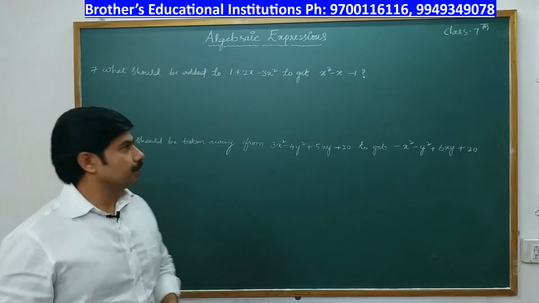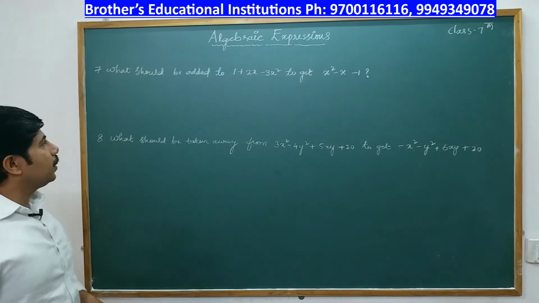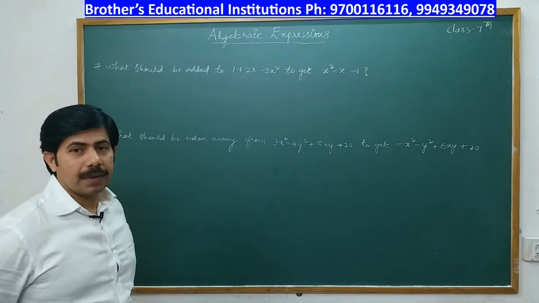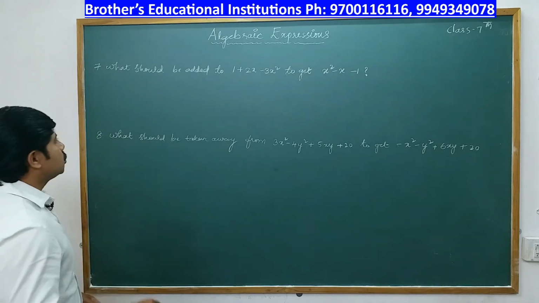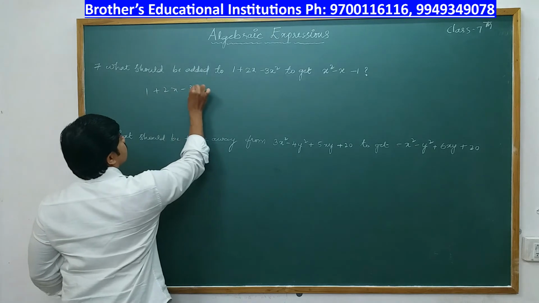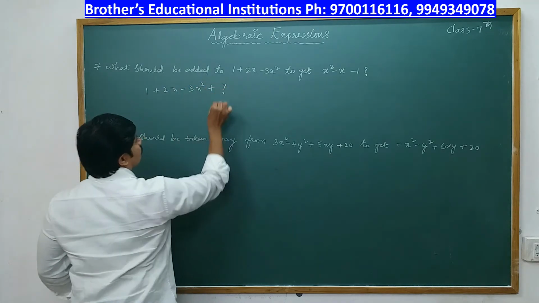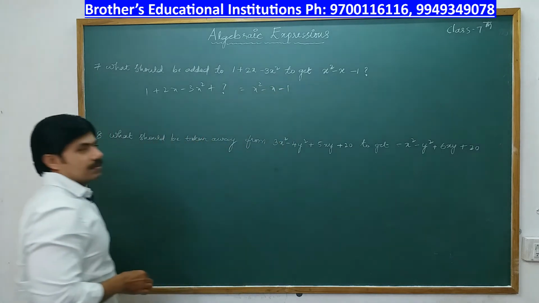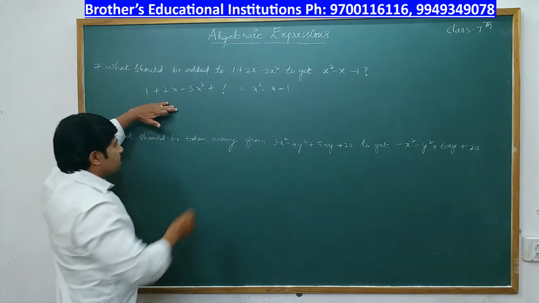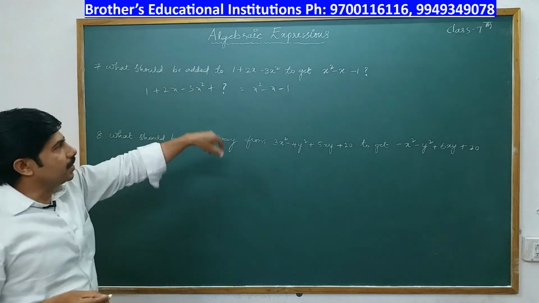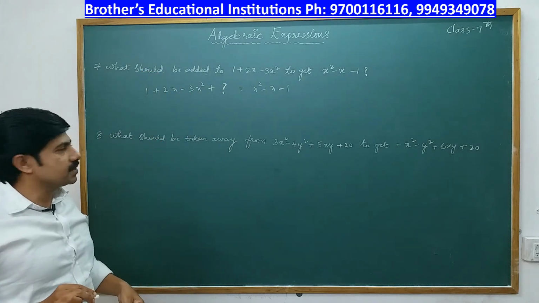Next problem. What should be added to 1 plus 2x minus 3x square to get x square minus x minus 1? See, what should be added to this expression? We don't know what to add, so put it as some question mark, and the result they have given is x square minus x minus 1.